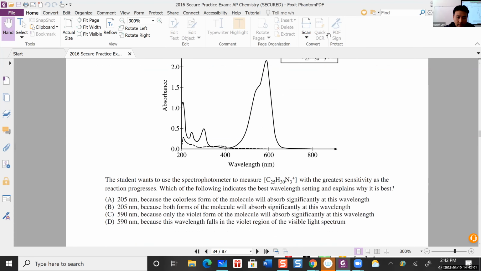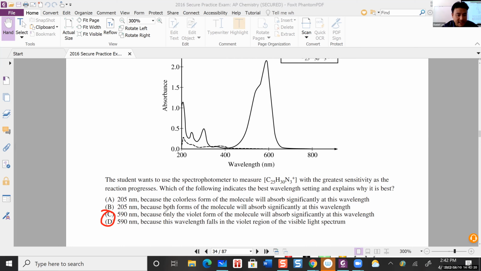The students want to measure this violet compound with the greatest sensitivity. What is the best wavelength? Do you see it has to be C and D, right? But between those two, let's differentiate them.